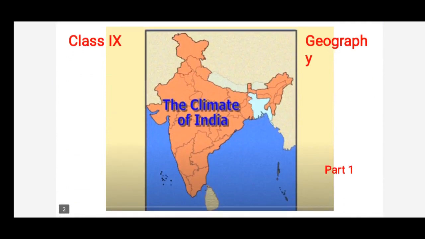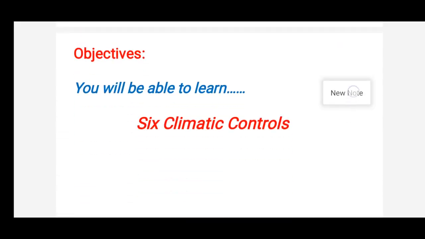In our last class, Climate Part 1, we discussed the definition of climate and weather, and also the elements of weather and climate. At the end of today's class, you'll be able to learn the 6 climatic controls. So let's study the factors that control the climate of any country.